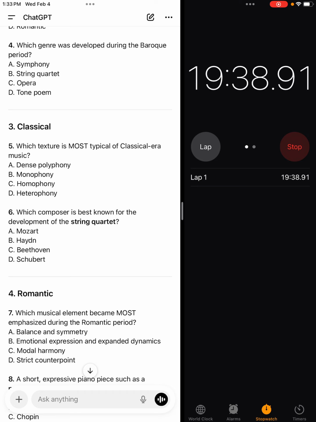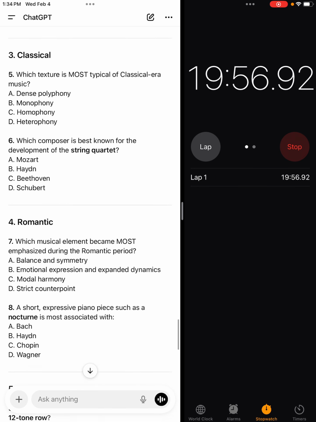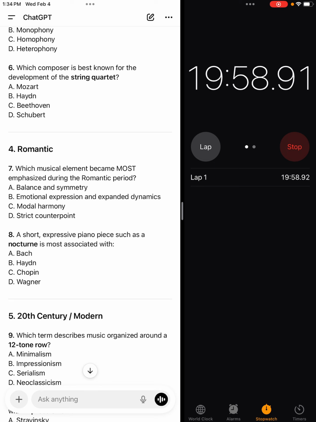Which texture is most typical of classical era music? Texture is... homophonic-ish. Okay.